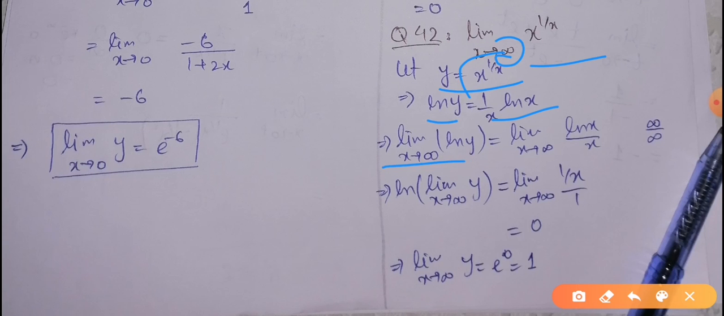So taking the limit x approaches infinity on both sides, we get infinity/infinity. So applying L'Hopital's rule, the derivative of ln x is 1/x, the derivative of x is 1, and we get 0 as the answer. But this is not the final answer, because we have removed the ln right now, so e to the power 0, which is equal to 1, will be the final answer for the limit.